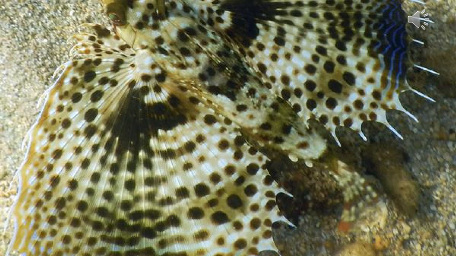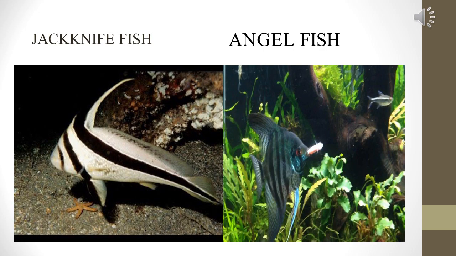This is a type of disruptive coloration. The body of the fish has no specific pattern and you can't find the sight of the fish immediately. These are the jackknife fish and angel fish. These are also showing the disruptive coloration, and their body is totally camouflaged with the background of their environment, because disruptive camouflage is also used for prevention from predators.